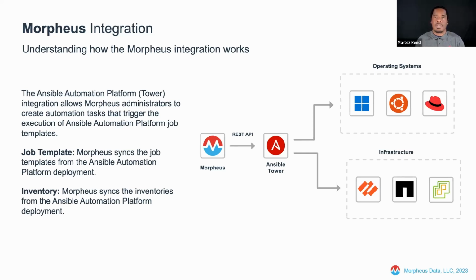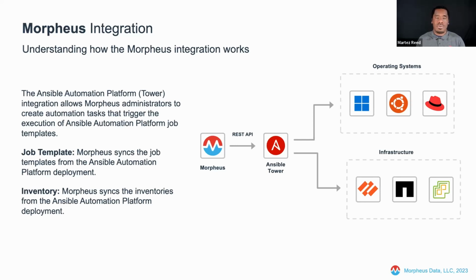Essentially what that becomes is a definition of a template that defines things like the particular playbook that should be run, the credentials that should be associated with that execution, various different parameters that define configuration for the execution of that Ansible playbook. So Morpheus is going to be able to trigger the execution of job templates as part of an automation task. And we'll dig into what that looks like from the platform's perspective in a minute.